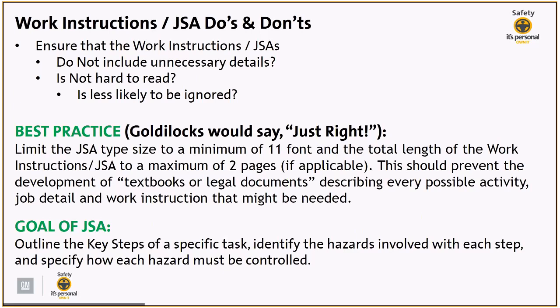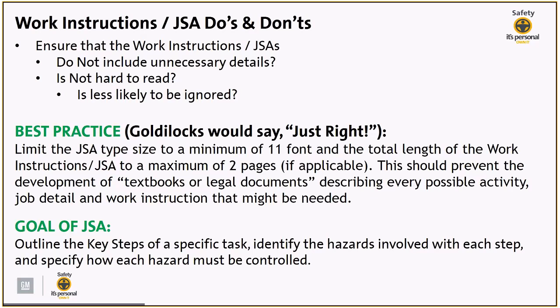When you think about work instructions or the JSAs, let's take a look at some do's and don'ts. One thing we want to do is ensure that the work instructions and JSAs don't include unnecessary details. We want to make sure that they are not hard to read, because if they are hard to read, they'll probably be ignored.